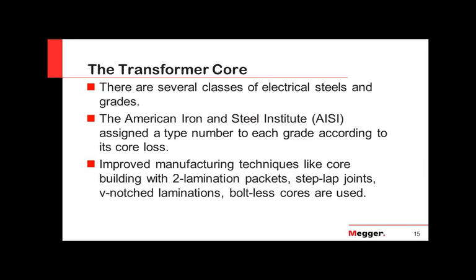So, of course, if you're looking for a cheap core, there will be more losses. If you're willing to pay more and have a more efficient system, then you're looking for fewer losses in the core. There are several improved manufacturing techniques like building with two lamination packets, step lock joints, V-notch laminations, boltless cores, etc.